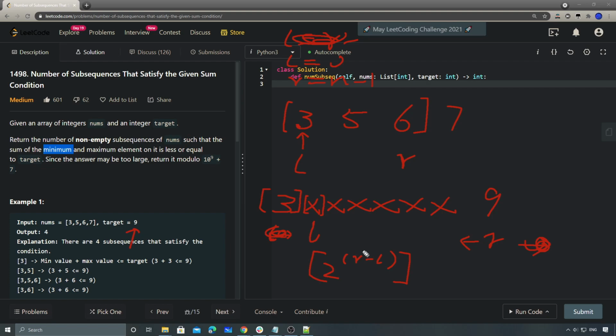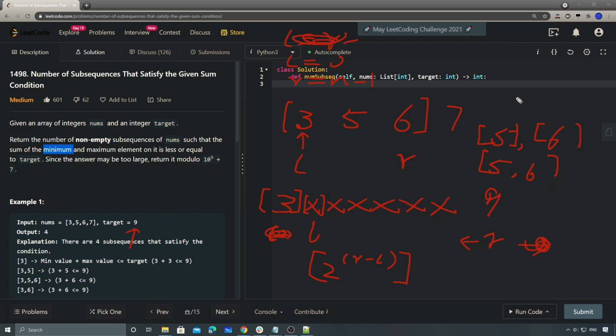Right. I mean, a little bit. So for this one, I know this one is pretty straightforward, right? Basically, how can we get 2 to the power of this one? Because if we have 5 and 6, how many total subsequences do we have here? We have 5, we have 6, and then we have 5, 6, right?